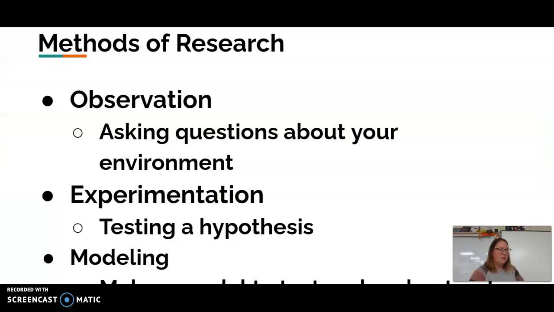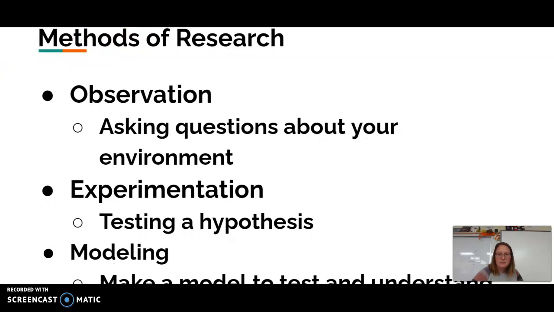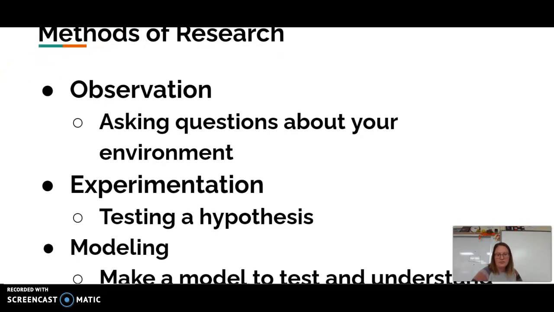Methods of research. Now, this is what we talked about today during class. When we have ecology, there's different ways that we can research things. An observation, just like we talked about in Unit 1, is where we ask questions about our environment. We can experiment, testing our hypothesis, and modeling. So when we model in ecology, usually this is done when we're not able to see all of our surroundings or all of the information that we need to make the experiment work.